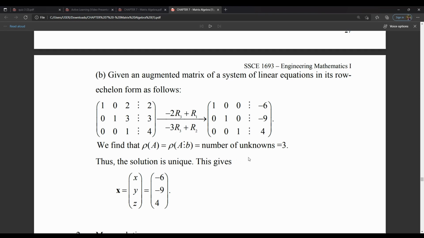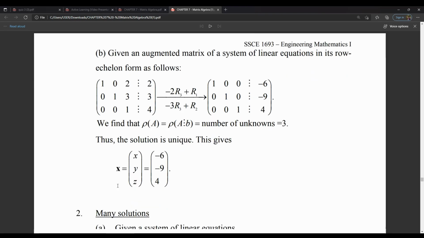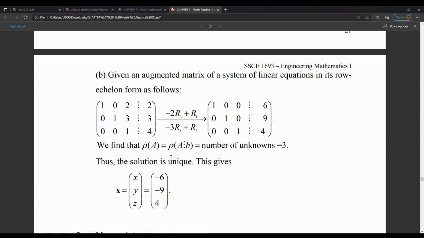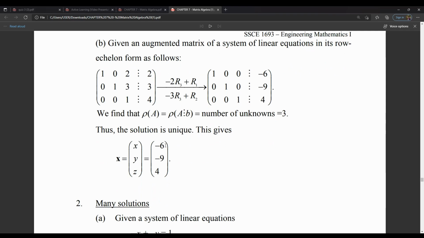And when both these ranks are the same as the number of unknowns, thus the solution is unique. So this gives x equal to this coefficient, equal to this product. There is only one solution. Thus, the solution is unique. That's all. So I will pass to Hanif for another example.